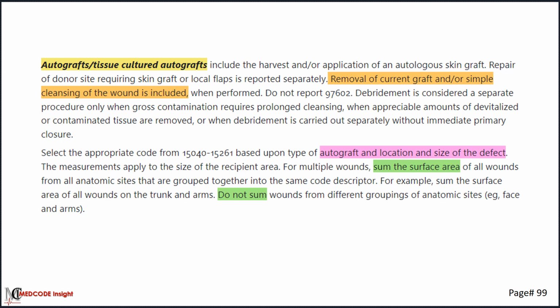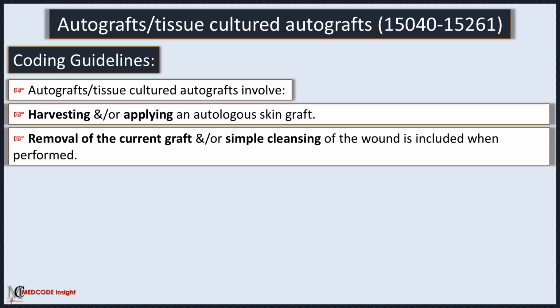For practicing autograft or tissue culture autograft, we must highlight the important key points provided on CPT page number 99. Especially the autograft codes include the type of the debridement and under which condition we should code it separately, as well as how to code when dealing with multiple wounds. There are some coding guidelines we need to follow while coding for autograft or tissue culture autograft.